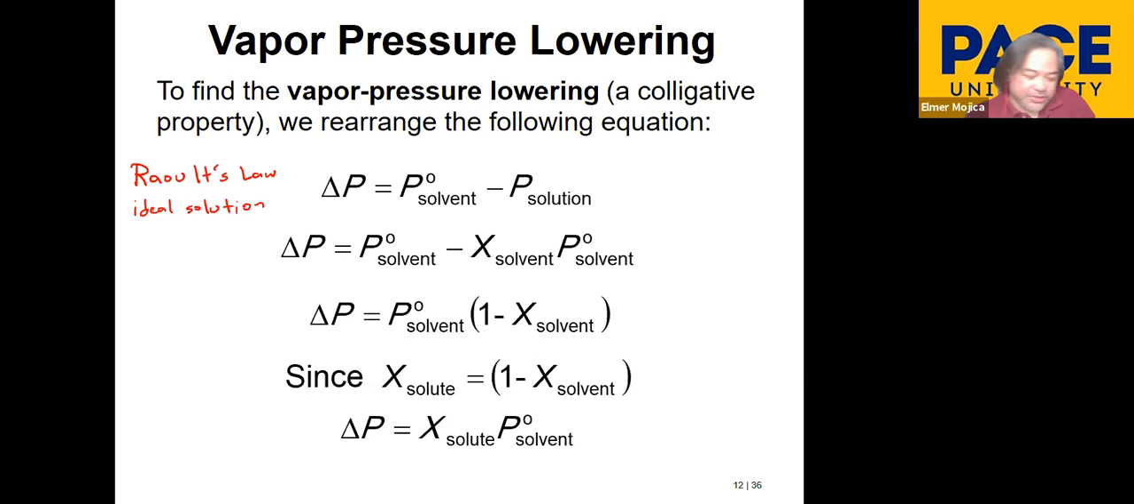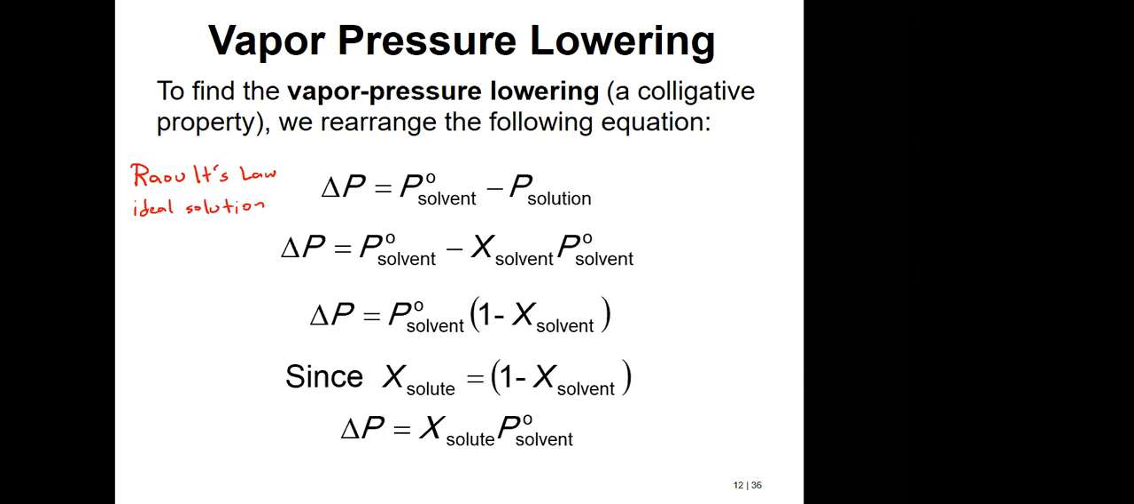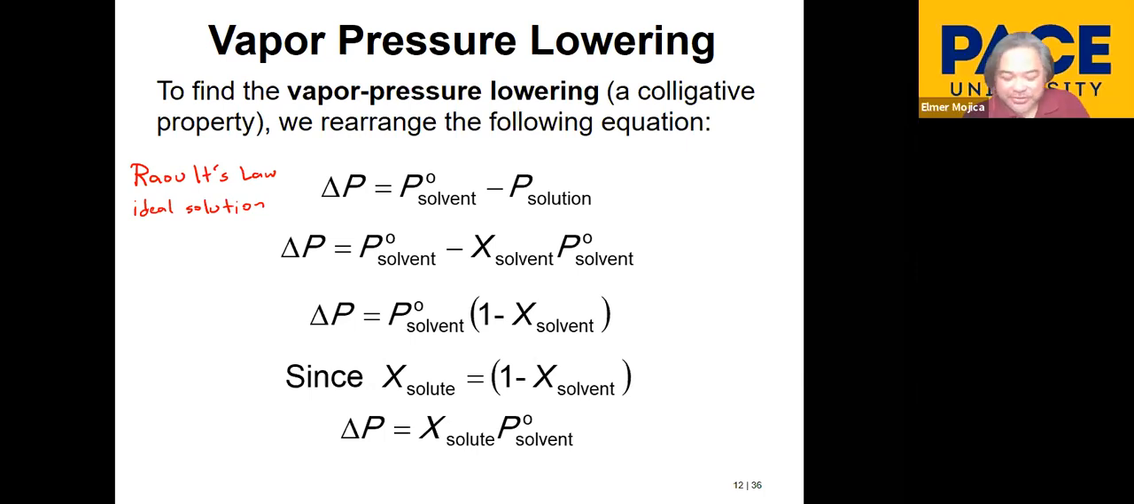Now, the question that you may ask yourself is, what is an ideal solution? You can go back to the definition of Raoult's law. An ideal solution is any solution that obeys Raoult's law. So what does this mean? It's just the same as what we call Dalton's law of partial pressure. Do you still recall Dalton's law of partial pressure?